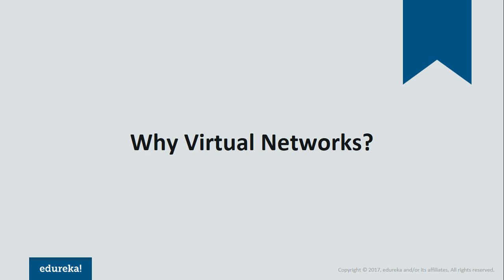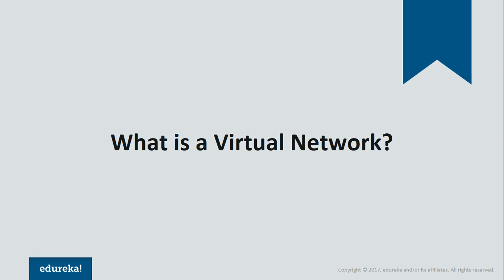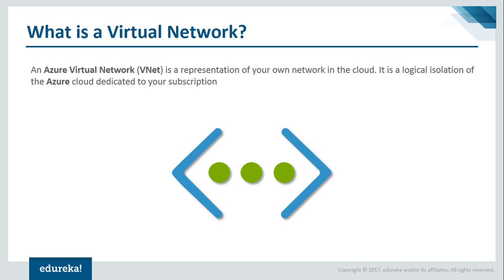Then we saw why we need virtual networks. If you deploy two servers on the internet and you want these servers to interact with each other, you need a network, right? That is the reason we need virtual networks. We call them virtual because when you talk about the cloud, there are no connections, no routers or switches in the cloud. Because it's a logical isolation, we call this network virtual, and this logical isolation of resources in the cloud is called a virtual network.